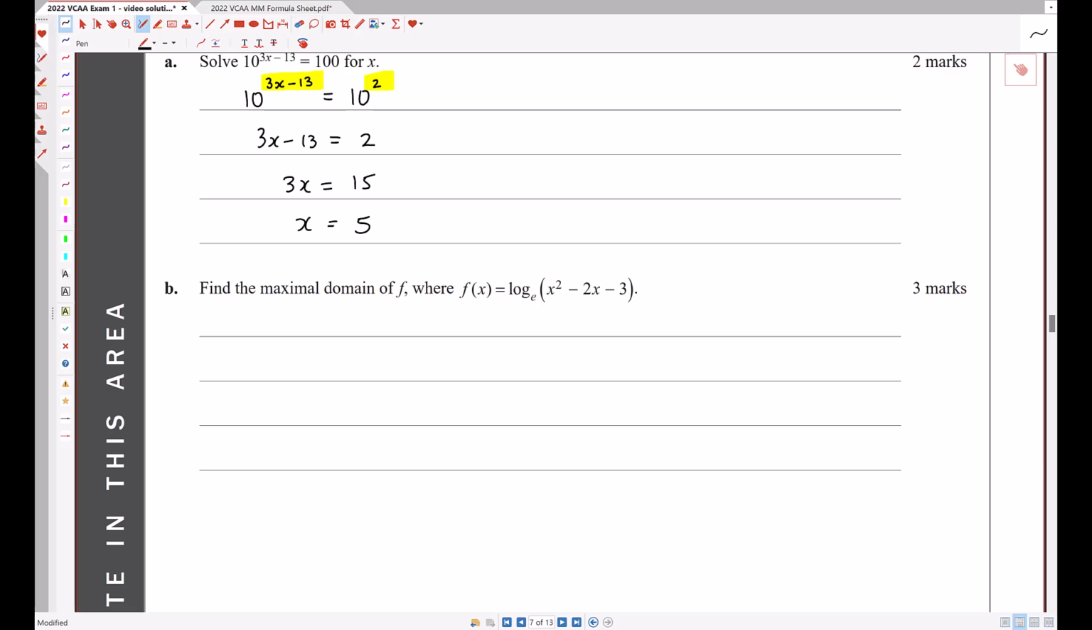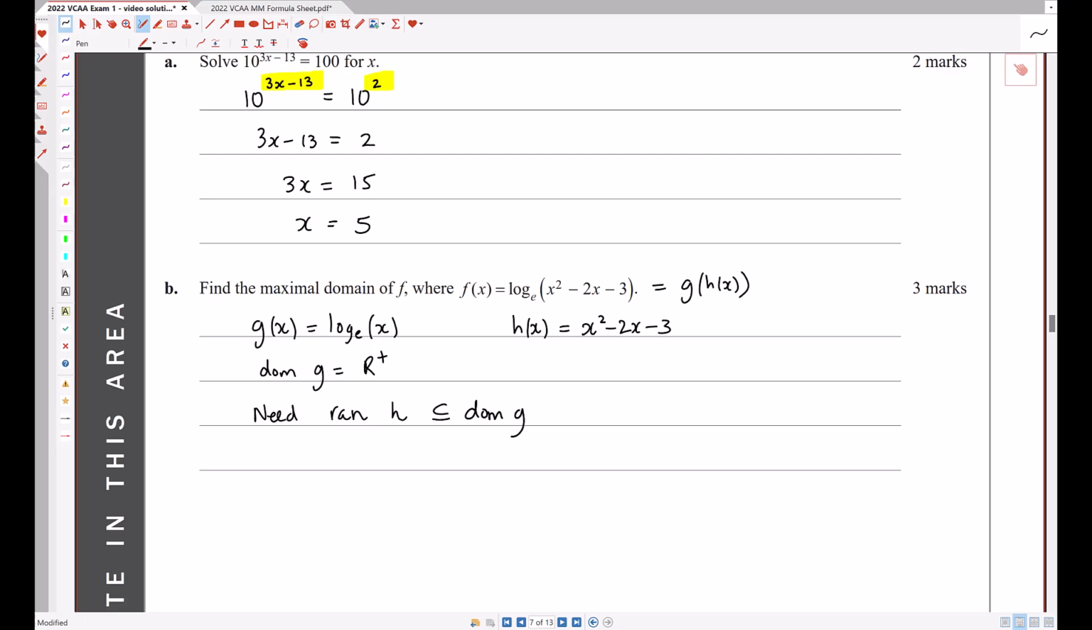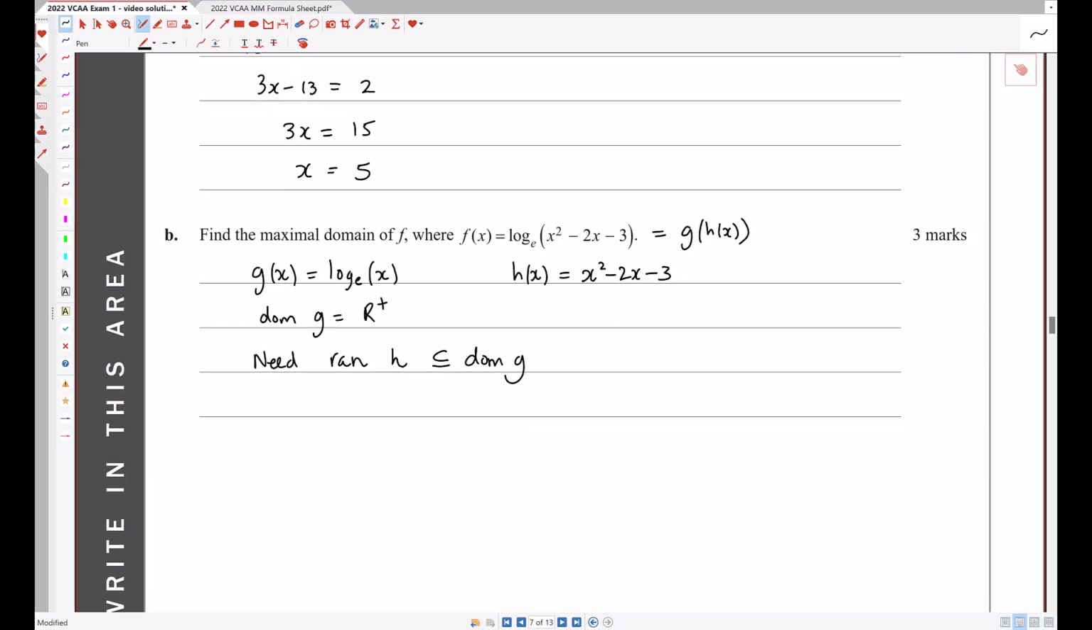Okay, so we've essentially got 2 functions. Let's call them, I don't know, g and h. So let's say this is g of h of x. So we're essentially saying that g of x is log e of x, which means that the domain of g is R plus, or 0 to infinity, and h of x is x squared minus 2x minus 3. And so we're going to need the range of h to be a subset of the domain of g, which means the range of h has to be positive real numbers only.